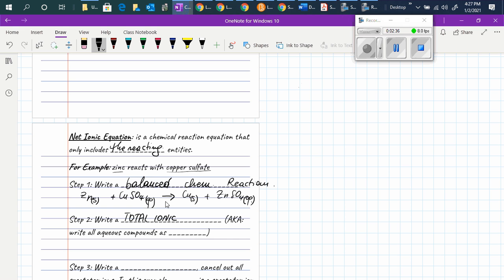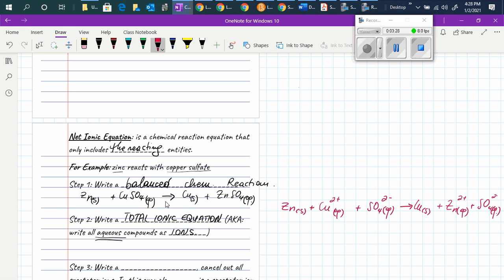Now, what we do is we write a total ionic equation, known as we are writing all aqueous compounds as ions. So the total ionic equation in this case will be something like this. Zinc solid plus copper 2 plus and sulfate 2 minus. And on the other side of the reaction, we will have copper solid plus zinc 2 plus and sulfate 2 minus in aqueous solution. And we know that this is aqueous solution because we can refer to the information in our data booklet in terms of which one is soluble and which one is not.